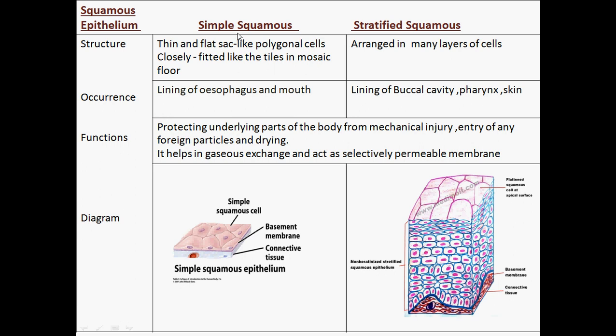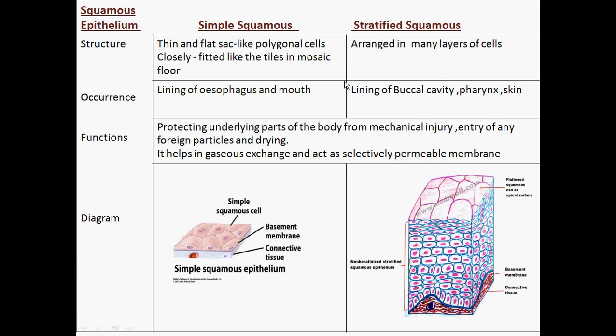So now students, first of all we are going to learn today about the squamous epithelial tissue. The squamous epithelial tissue is mostly made of thin and flat, sac-like polygonal cells, and they are closely fitted like tiles in a mosaic floor. Suppose in your home, you can easily see the tiles placed against each other in a mosaic arrangement. Such an arrangement is the structure of the simple squamous epithelium.